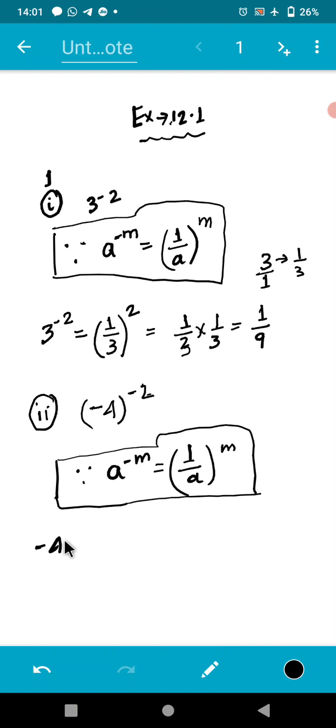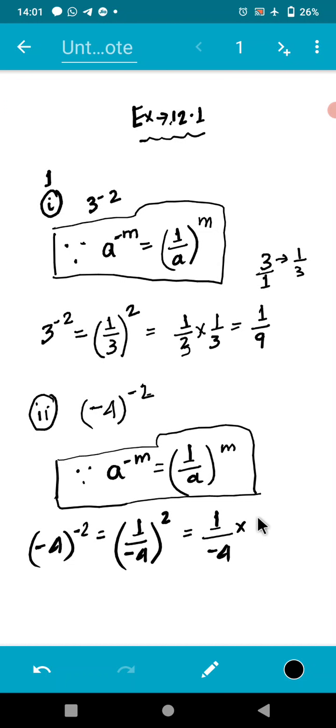So minus 4 to the power minus 2. What we have to do to make the power positive? We have to write the reciprocal of the base. And what is the base given? Minus 4. So what is the reciprocal of minus 4? It is 1 by minus 4 to the power 2, isn't it? Now let's evaluate this. 1 by minus 4 into 1 by minus 4 equals 1 into 1, 1, and minus minus will become plus, and 4 4s are 16. So this is the solution of sum number 2.